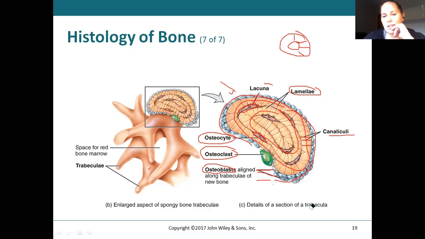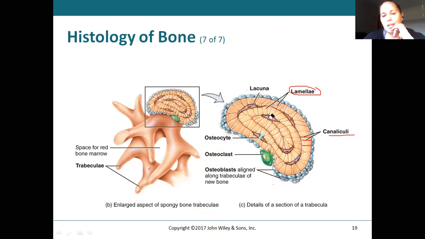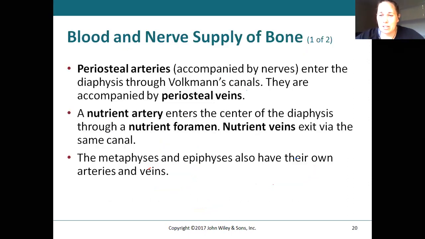So like I said at the beginning of this, there's a lot of terminology, so please make sure that you take some of these images, redraw them, and start labeling them. As you label them, make sure you also write a one sentence explanation of what those things are. Okay. So that's again the structure of bone.